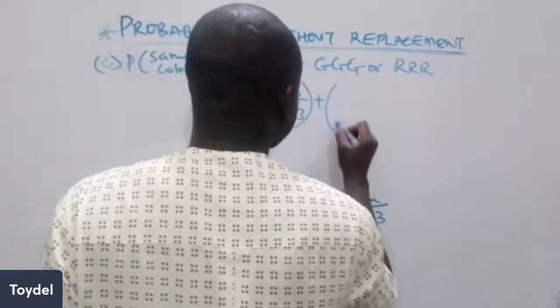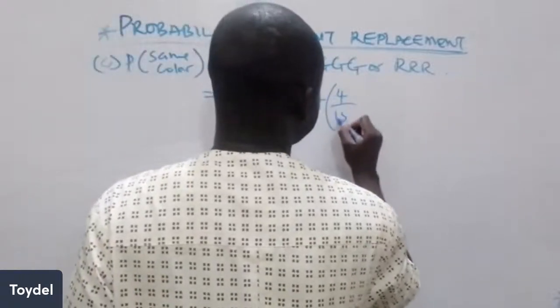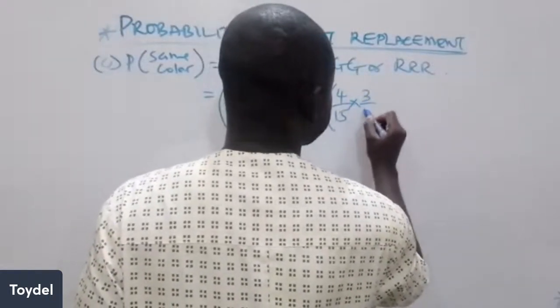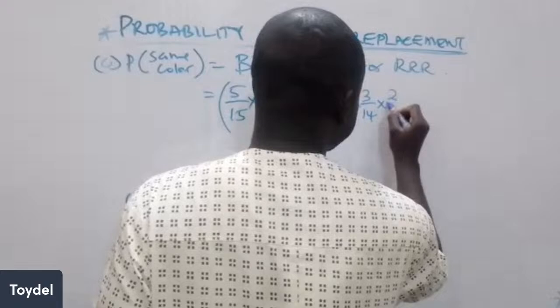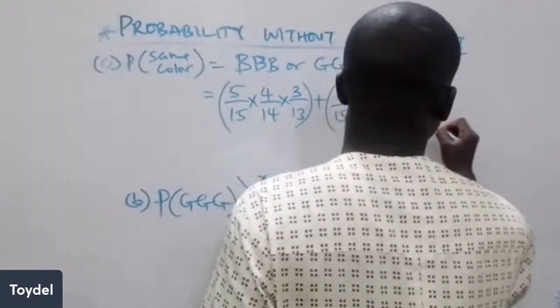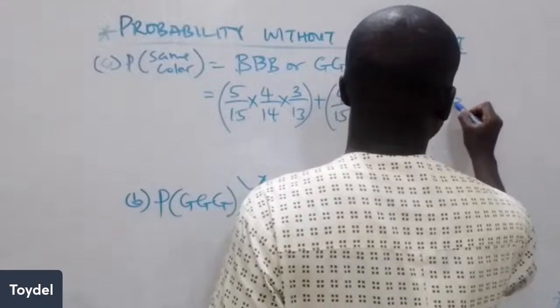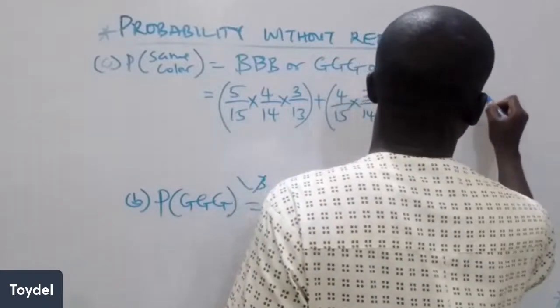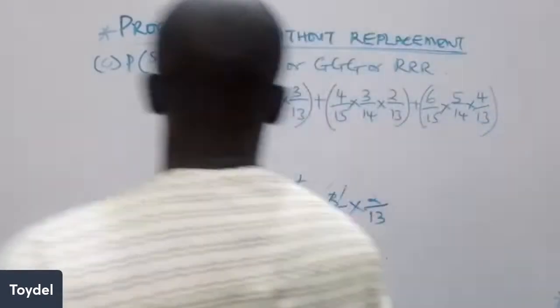Or is plus. Then green, 4 all over 15. The second one, you are picking from the remaining 3 all over 14. Then you are picking from the remaining 2 all over 13. Plus, when you come to red, 6 all over 15, that's the first ball. The second one is 5 all over 14. Then 4 all over 13. That's what you are going to have.